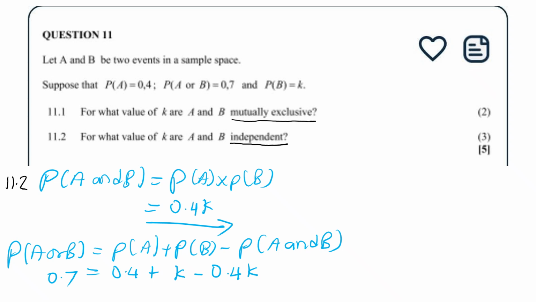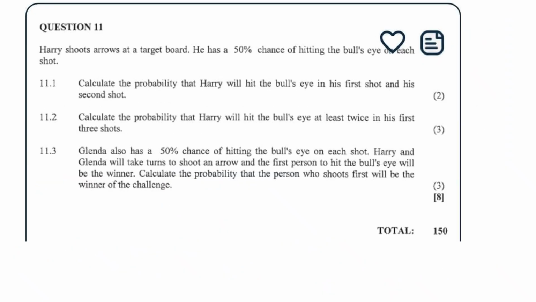Therefore we'll be left with 0.3, which is equal to 0.6 k. We divide by 0.6, so 0.6 will cancel with 0.6. Therefore our k is equal to 0.5. That's for 11.2. Let's go to the next question.